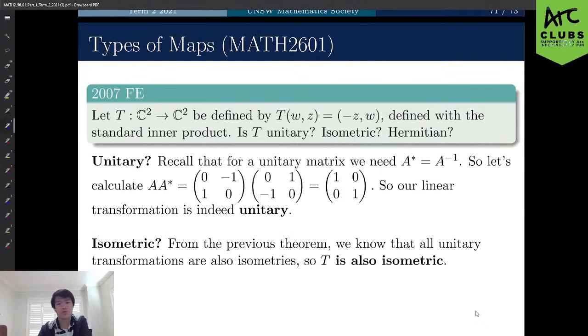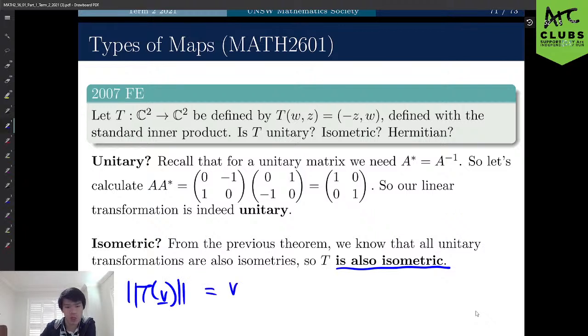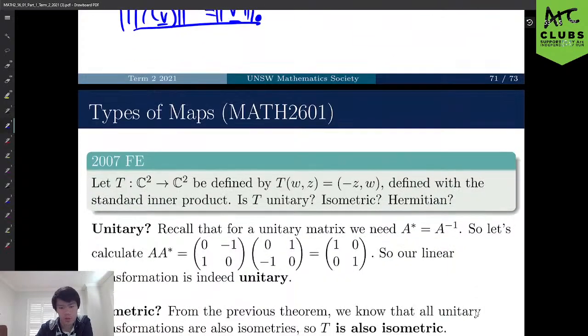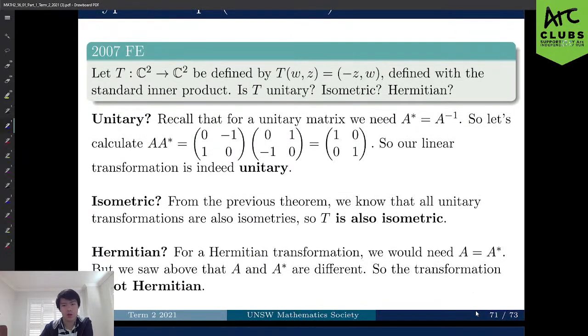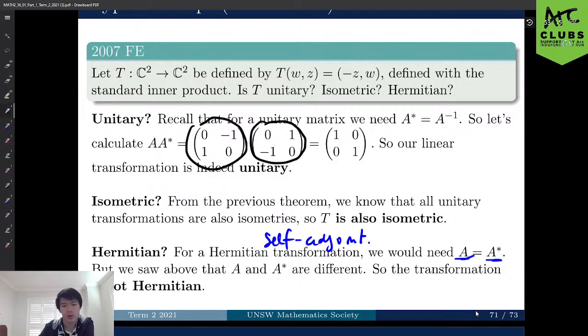From the previous theorem, we also know that all unitary transformations are also isometries. So T is also isometric, which means that if we apply this transformation, T of v, its distance will be equal to the distance of v. So that's how we get that. Final thing, for a hermitian transformation, we need it to be self-adjoint, which means that A is equal to its adjoint. But when we look at this, this is A and this is the adjoint of A, and they're clearly not equal, so the transformation cannot be hermitian.